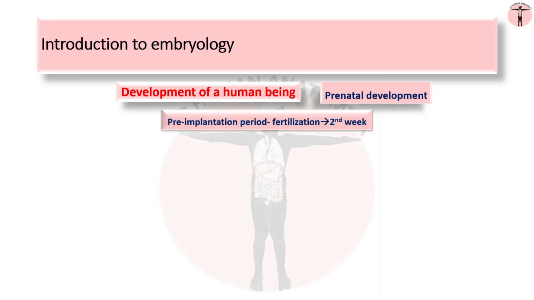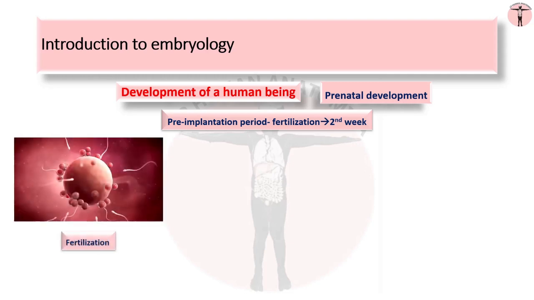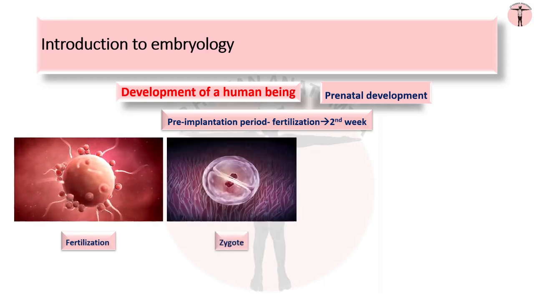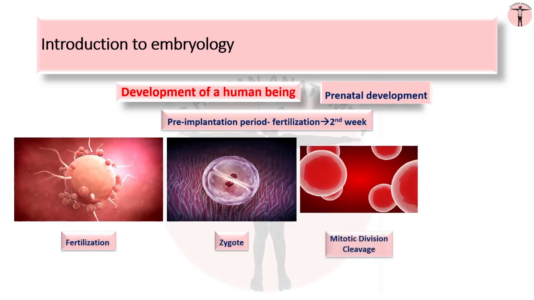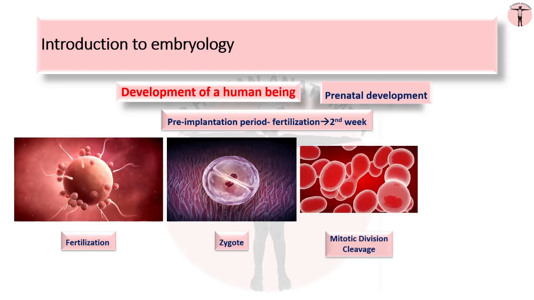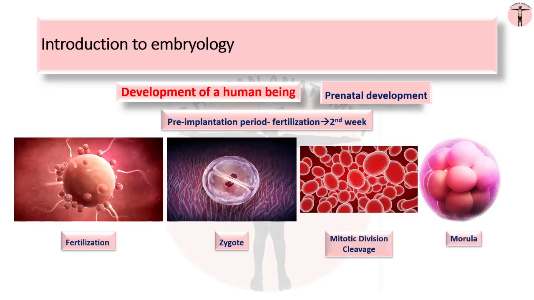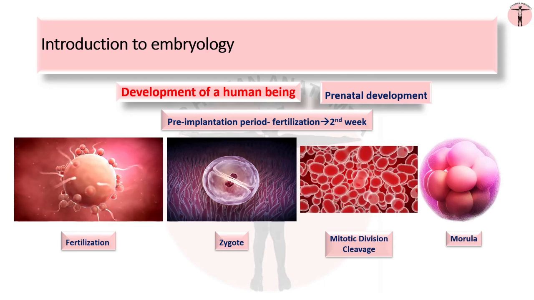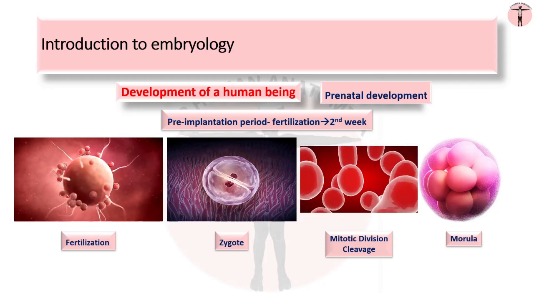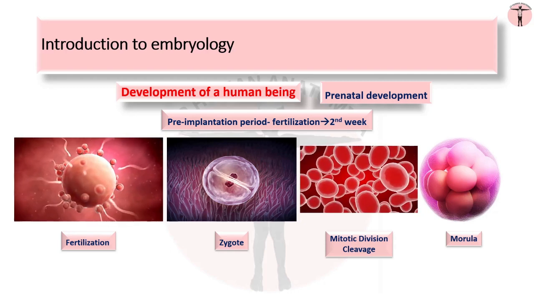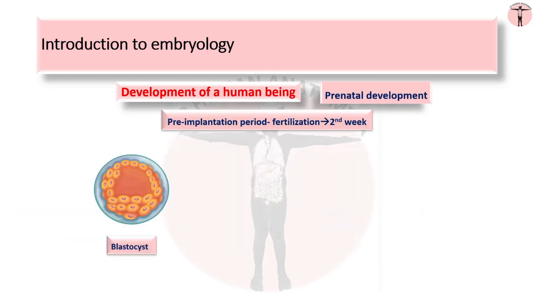The following morphogenetic events take place during this period: fertilization, fusion of male and female gametes resulting in the formation of zygote; cleavage, a series of mitotic divisions of zygote resulting in the formation of morula; morula transportation towards the uterus. That is, morula, as it is forming, it passes through the uterine tube towards the uterine cavity. Formation of blastocyst with 2 groups of cells, embryoblast and trophoblast.